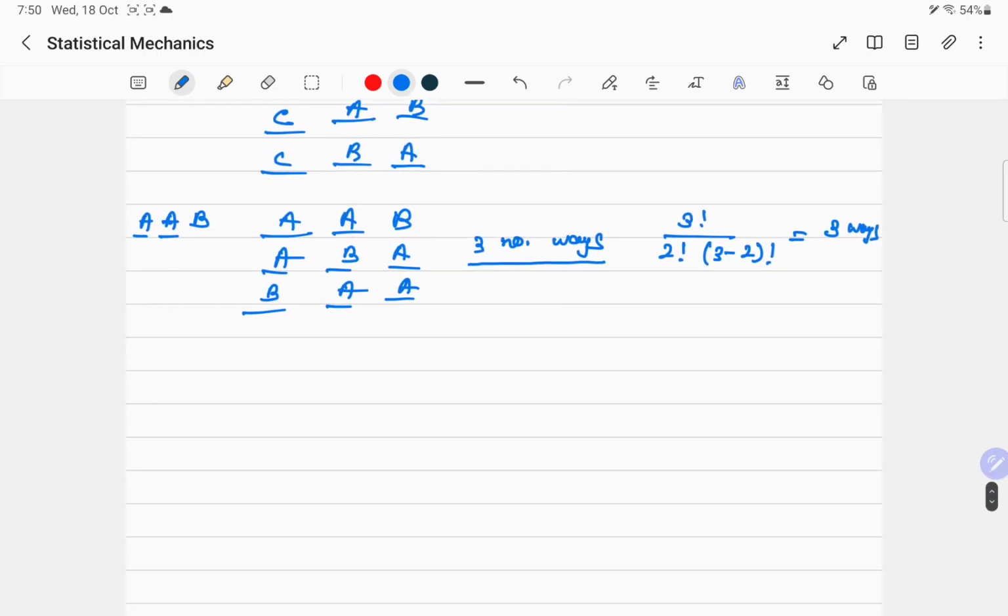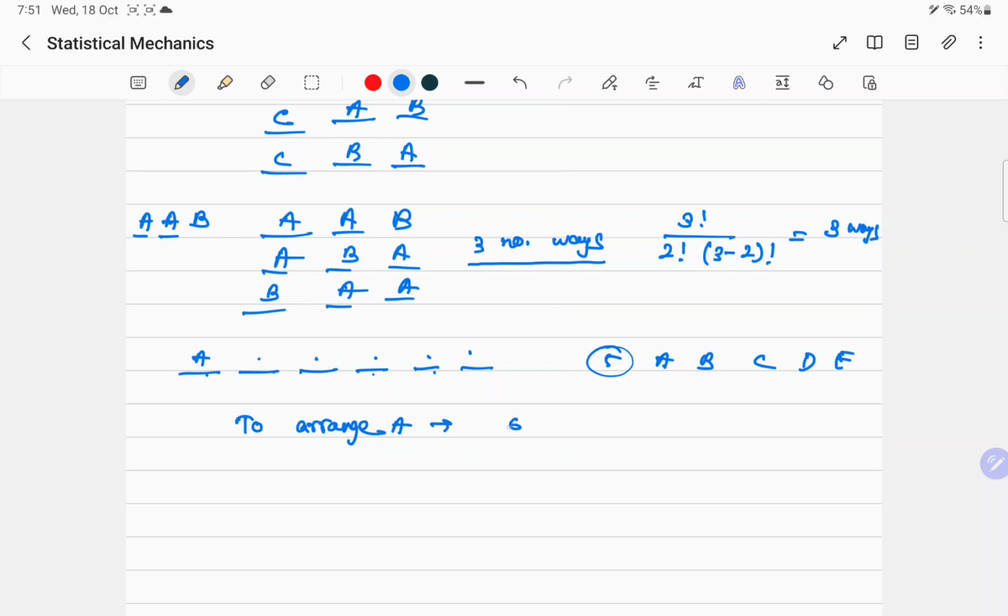Now what will happen if the particles are not interacting, that is, for non-interacting particles? Let's say I have 6 energy states, 1, 2, 3, 4, 5, 6, and I have 5 particles A, B, C, D, E. So how many ways can I arrange A in these 6 energy states? I can put A here, here also, here also, here also, and in these 2 also. That is 1, 2, 3, 4, 5, 6. So there are 6 ways to arrange A.